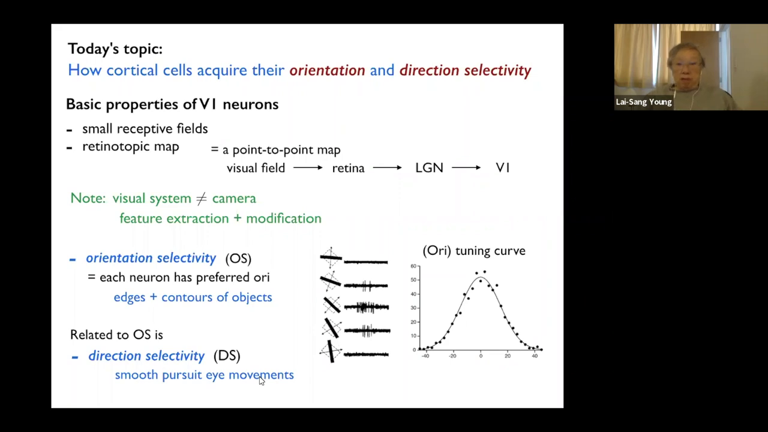Direction selectivity is implicated in what are called smooth pursuit eye movements. When you have an object that moves across your visual field, your eyes will lock onto that object. The way it works is that the object moves, but your brain tells your eye movement to follow that object along. And so it has to know which direction the object is going. This ability of neurons to detect a direction of motion is right at the core of that capability. Okay. So these are the two things I want to talk about.